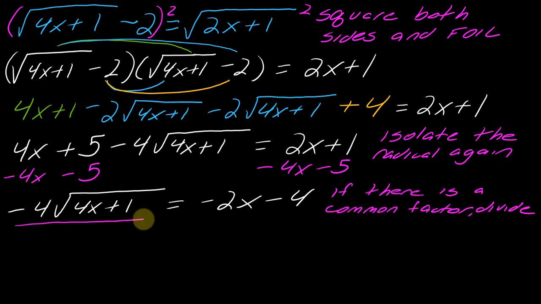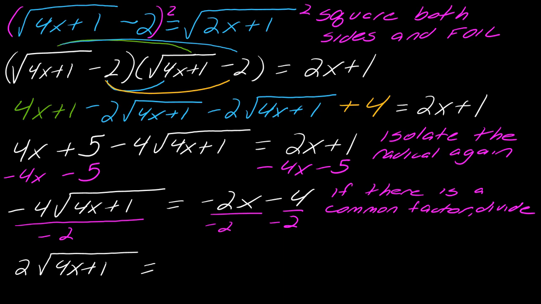So in this case, I'm going to divide everything by negative 2 because it's just going to make my life easier. So now this gives me 2 times the square root of 4x plus 1 equals x plus 2. All right, so this is a whole lot of work we've done so far, and now we can keep going with this. So let me clear off some space and we'll pick up from this line here.